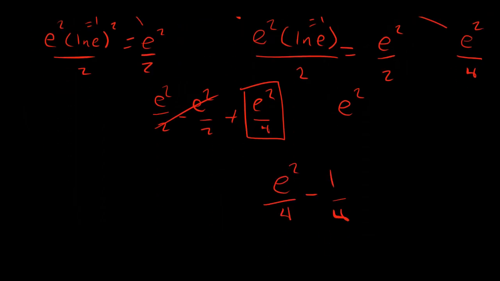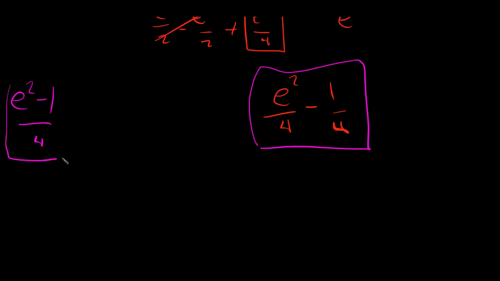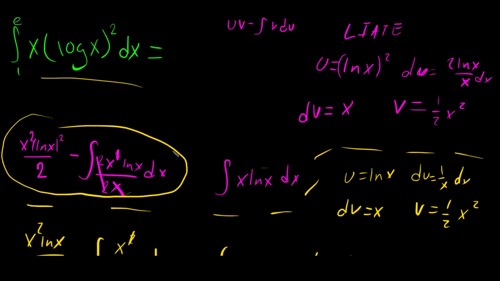Let me write this in a different color. This is it right here. You could also simplify this since they both have the same denominator. You could do e squared minus 1 over 4. So yeah, that's how you do this integral. This integral up here.